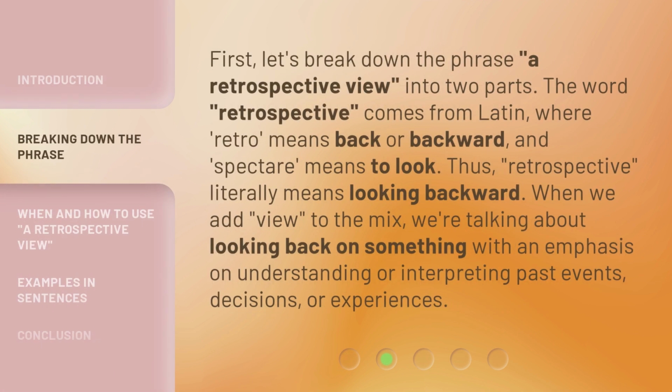First, let's break down the phrase, a retrospective view, into two parts. The word, retrospective, comes from Latin, where retro means back or backward, and spectare means to look. Thus, retrospective literally means looking backward. When we add view to the mix, we're talking about looking back on something with an emphasis on understanding or interpreting past events, decisions, or experiences.